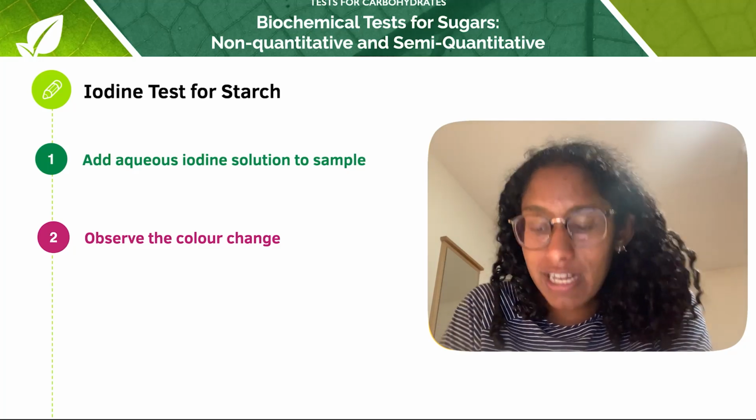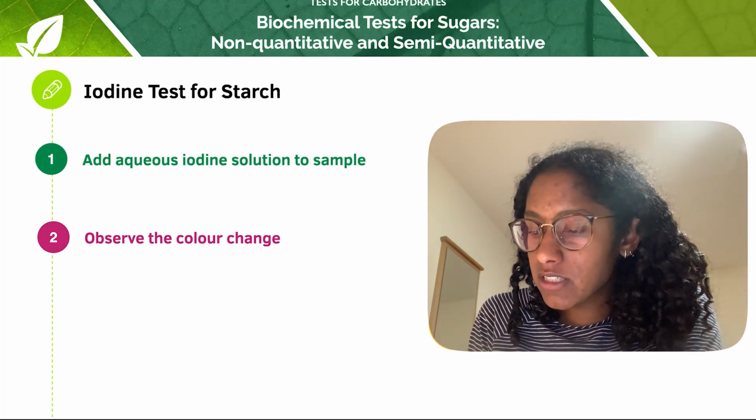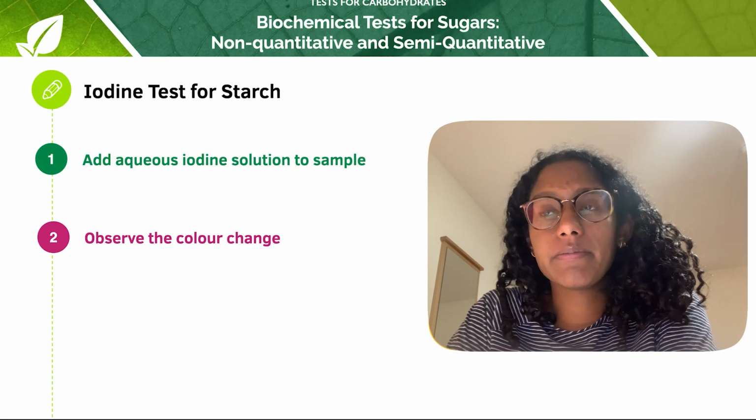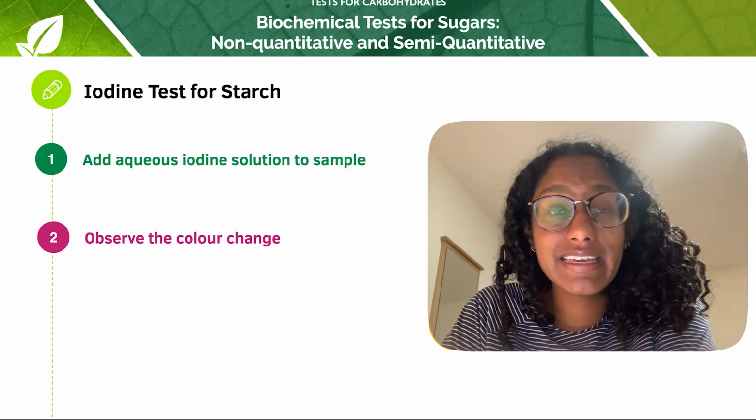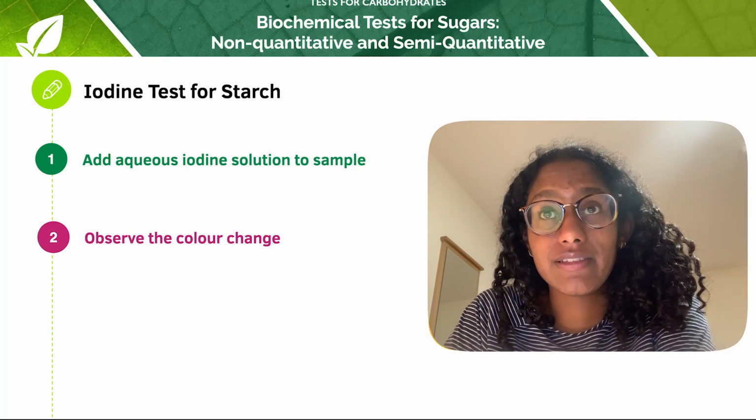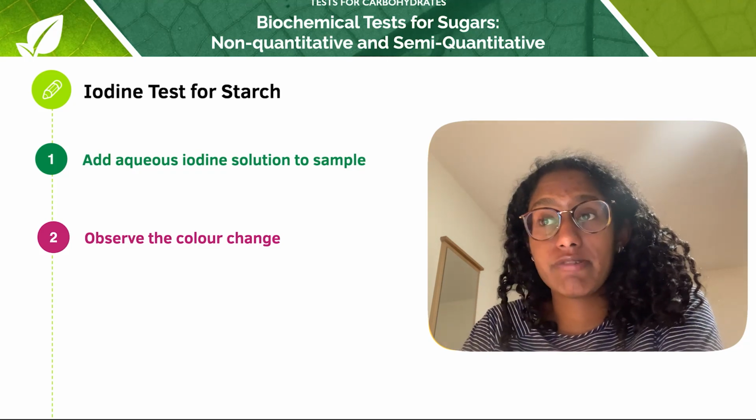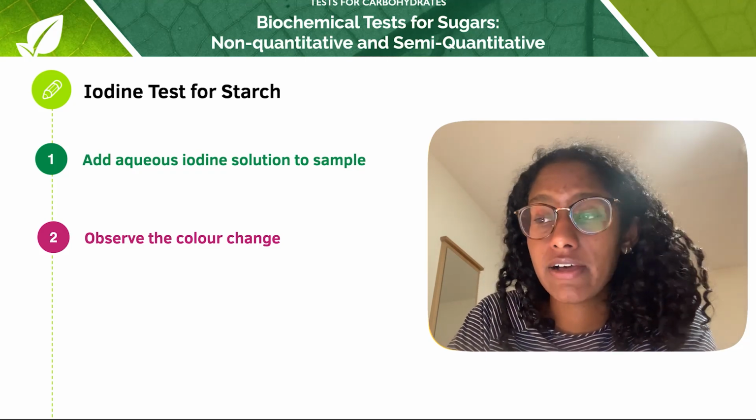Now, if starch is present, we'll get a dark blue-black colour. So that is your key takeaway message of this iodine test. If starch is present, we get a dark blue-black colour.